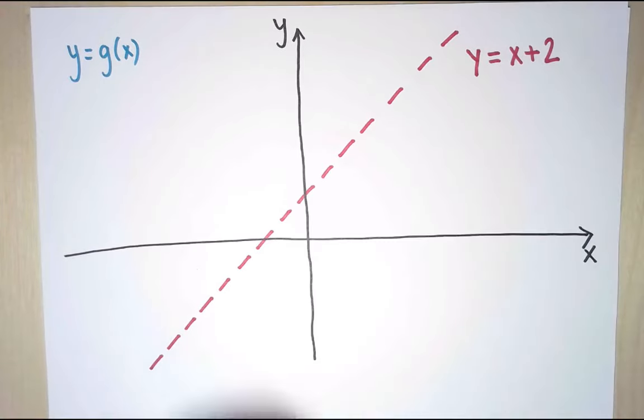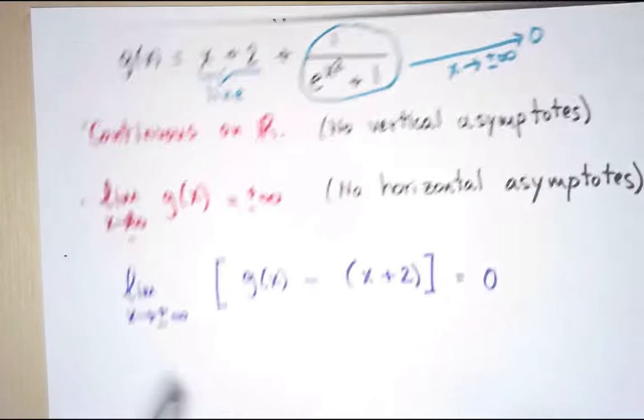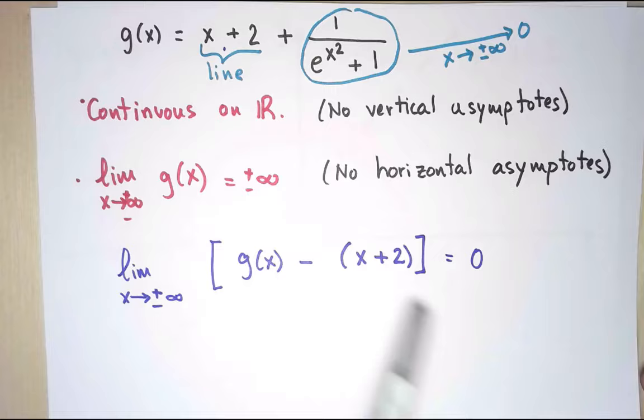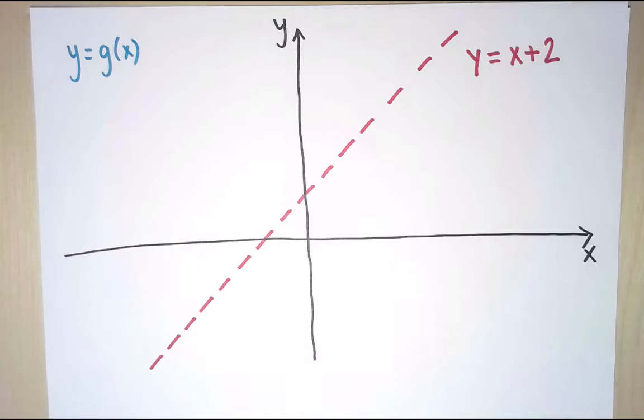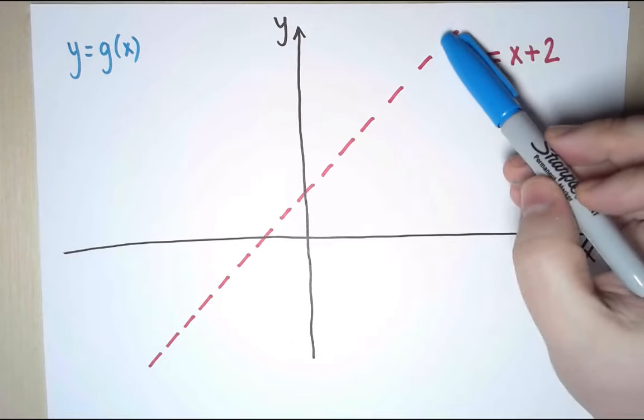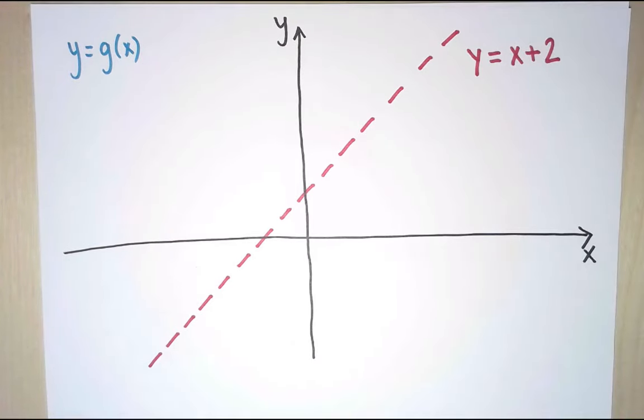In this axis, I have pre-drawn the line y equals x plus 2. And what I know is that as x goes to infinity, the difference between g and x plus 2 goes to 0. So the graph of g should stay very close to the line for large values of x and also at minus infinity.